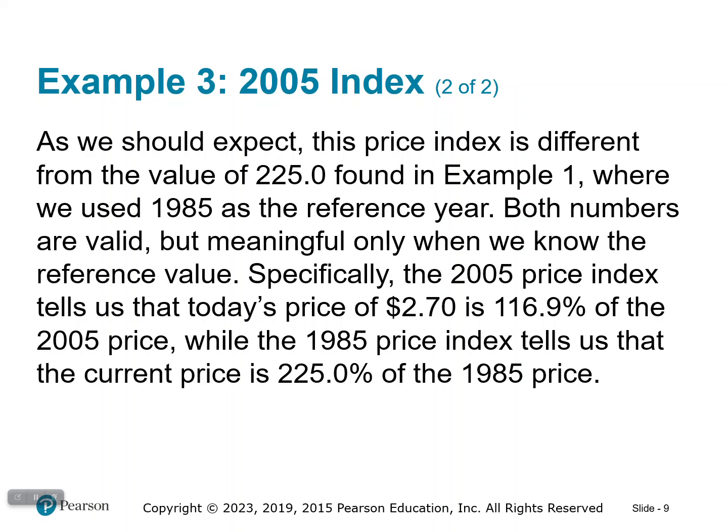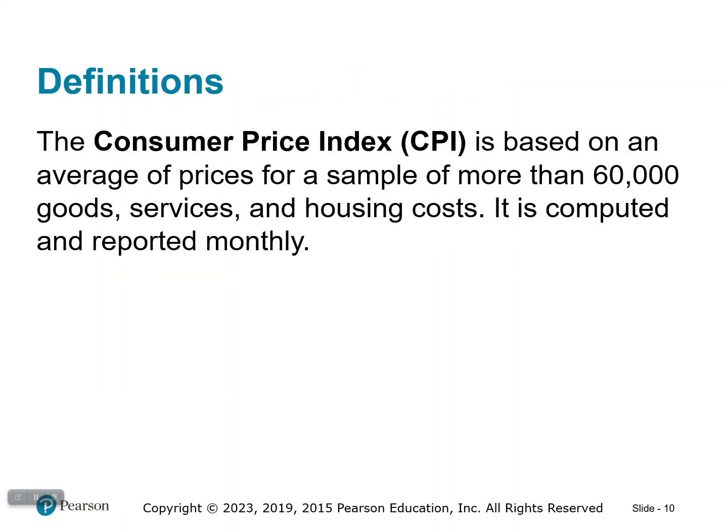So specifically, the 2005 price index tells us that today's price of 270 is 116.9% of the 2005 price, while the 1985 price index tells us that the price of 270 a gallon is 225% of the 1985 price. It doesn't look so bad if we're looking at 116. It looks awful if we're looking at 225% from the 1985 price.